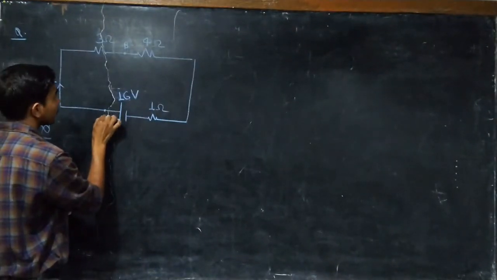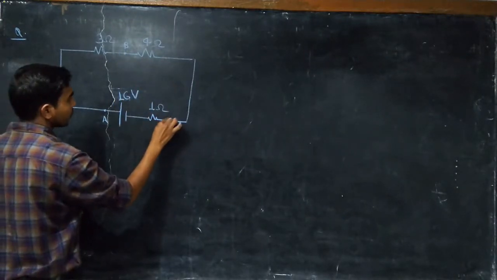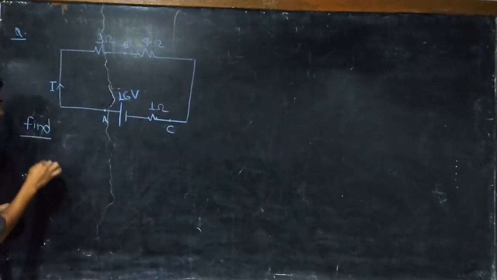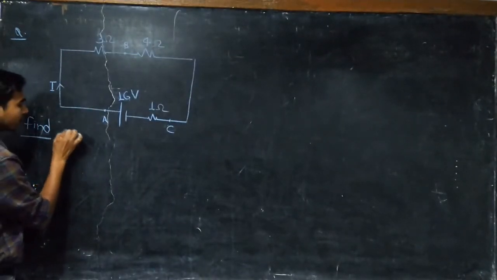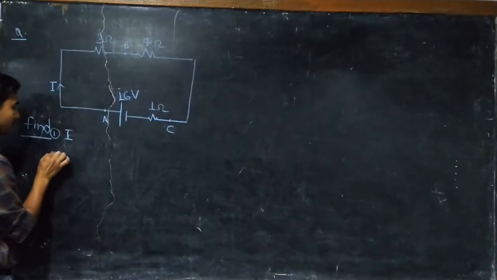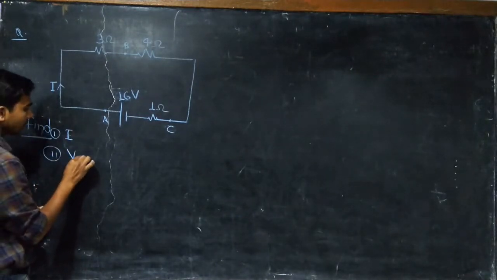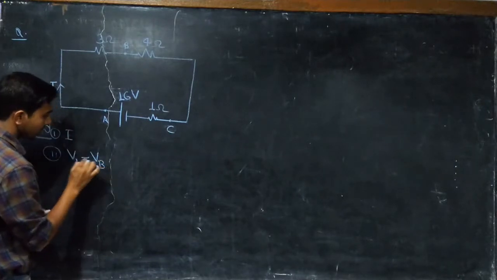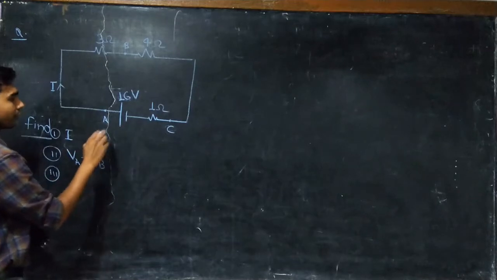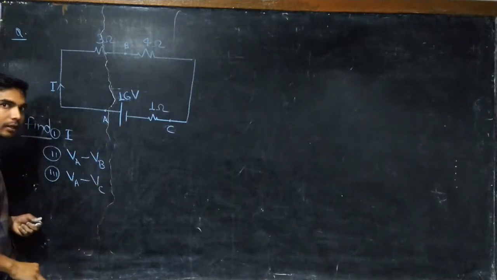Point A, this is your point A. Here somewhere, suppose this is your point C, right? So we have to find, first question, find I. In the second question you have to find VA minus VB. Third question, you have to find potential across these two, that means VA minus VC, right?